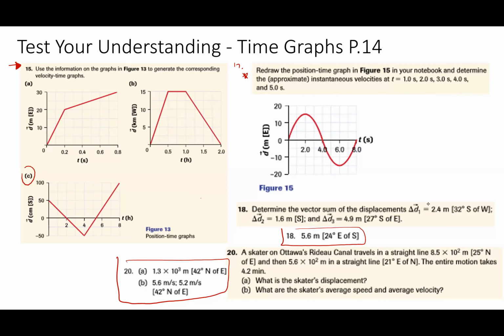Okay, so let's take a look at some of these questions just to go over it. Let's take a look at 15C here. In 15C, they want you to take this information and generate a corresponding velocity time graph. The way you're going to do that is you need to find the slope of the position time graph.